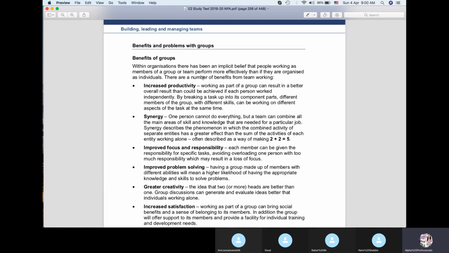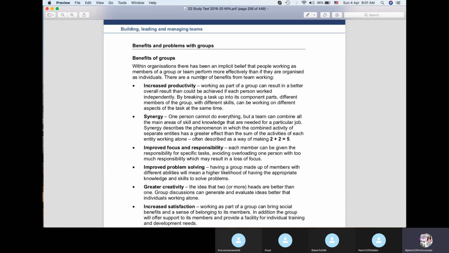Advantages or disadvantages of groups. Advantages are increased productivity, better overall results, synergy. Some people say that 1 plus 1 is 11, like a better result than individual results. Synergy means that if 5 individuals are working and each gives a productivity of, let's say, 100, if they work together in a team, they could produce 110. So that's called synergy.